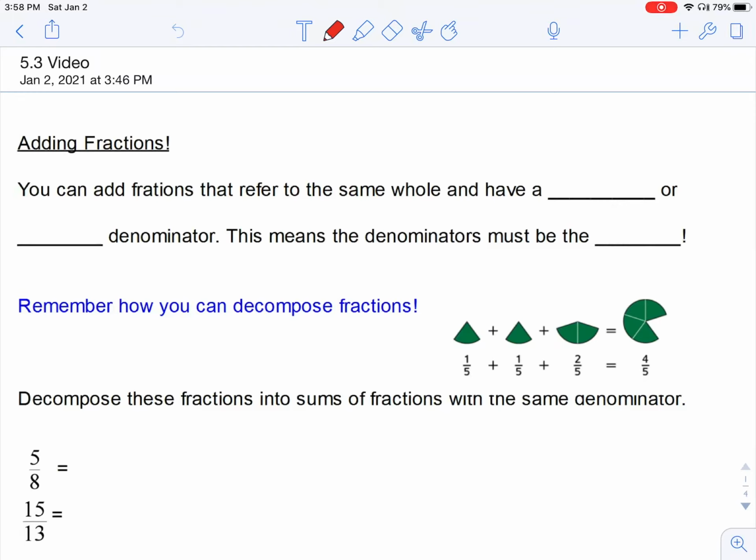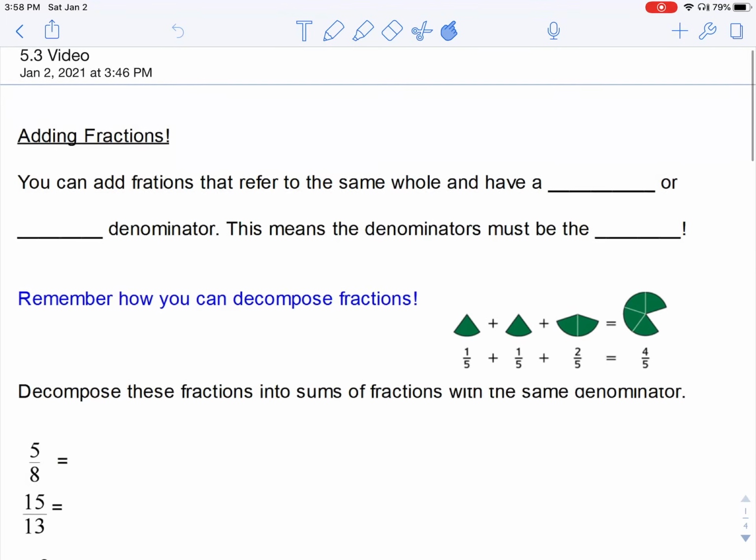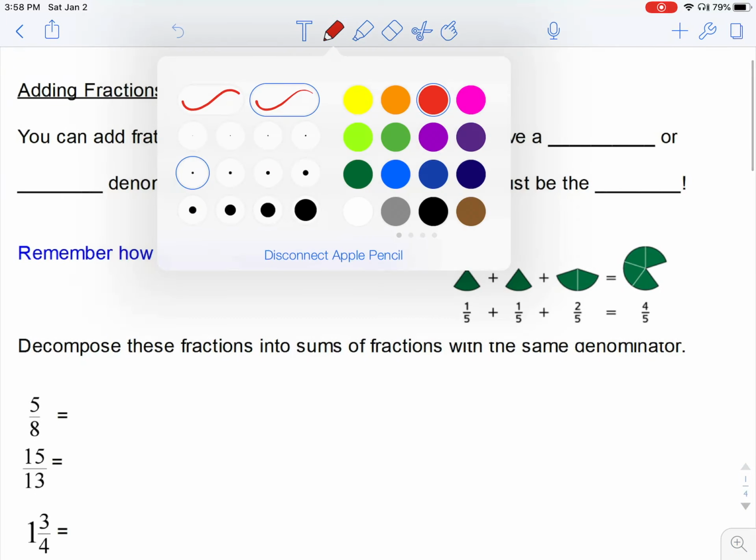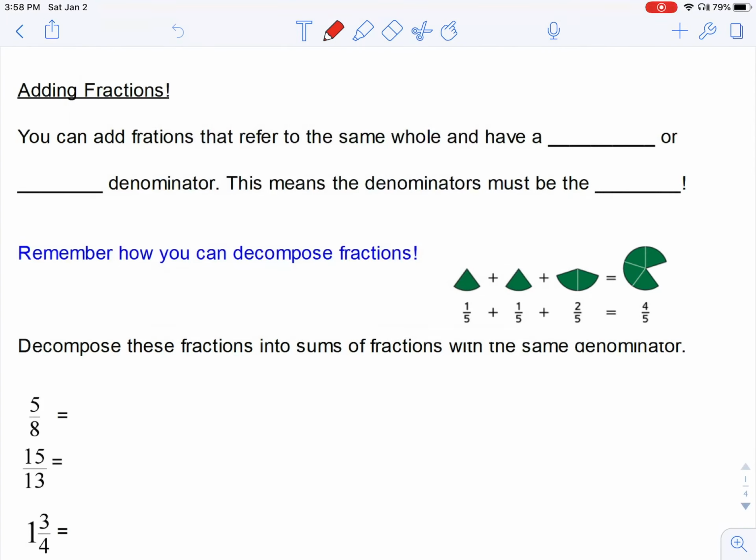Today we will talk about adding fractions. An important thing to know is that you can add fractions that refer to the same whole. We talked about that in our last lesson. And have a blank or blank denominator. Let's fill in those blanks.